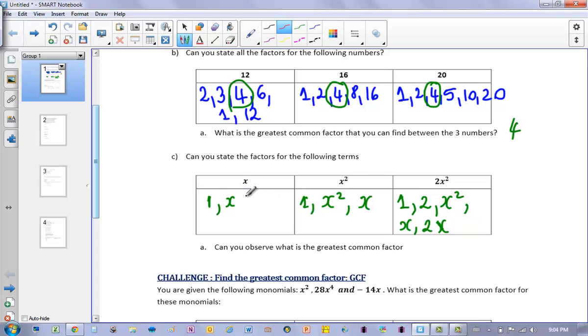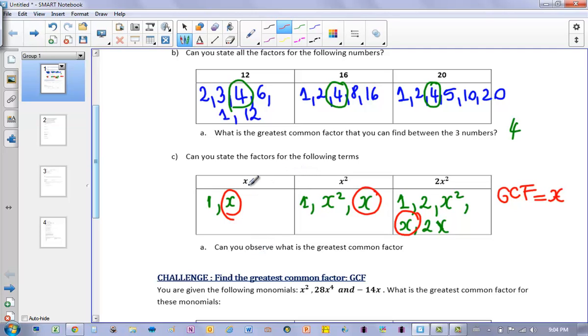When I look at them carefully, x has the least number of factors, so it will drive my selection. I have to choose between 1 and x. 1 will be a common factor for any number in this world or any variable, so I don't really want to take a look at it right now. The other possibility is x. Does x squared have x as a factor? Yes, it does. Does 2x squared have x as a factor? Yes, it does. So the greatest common factor is x.